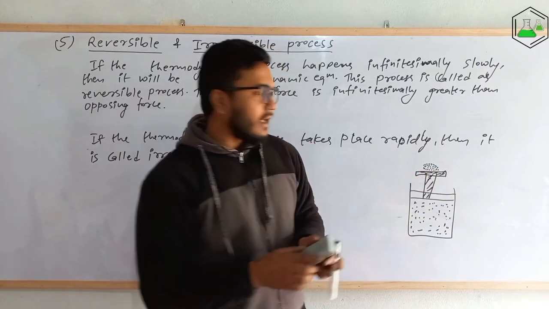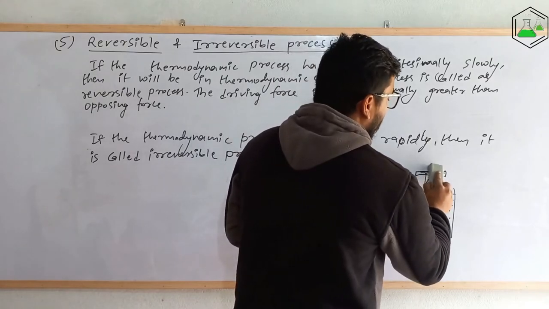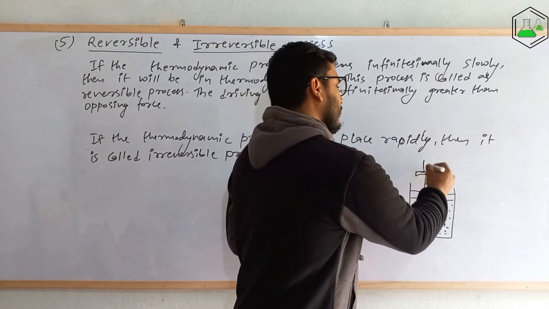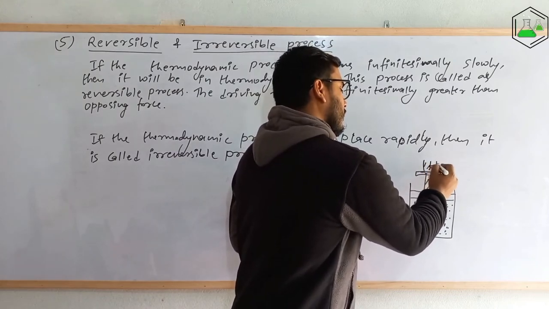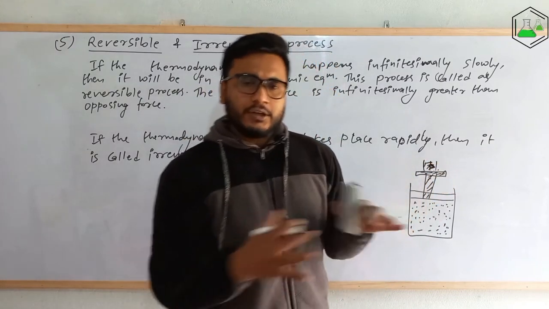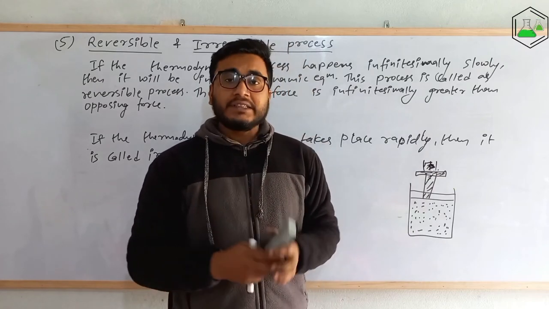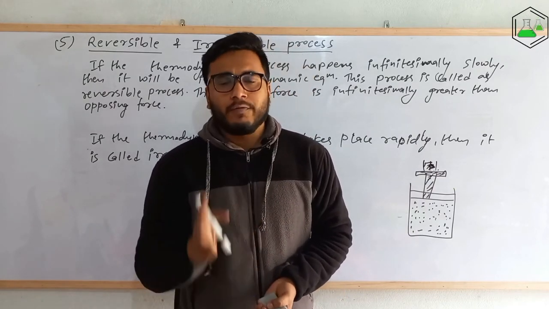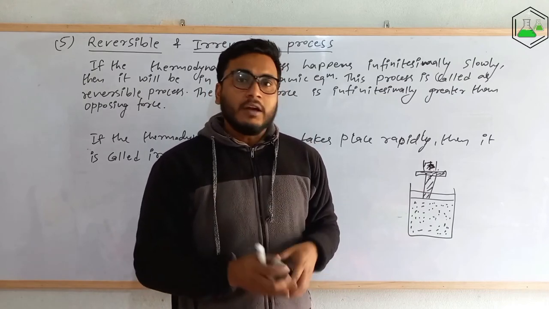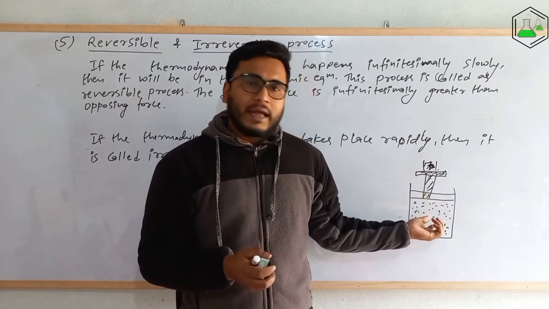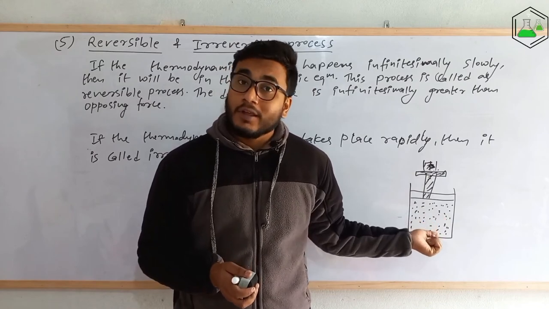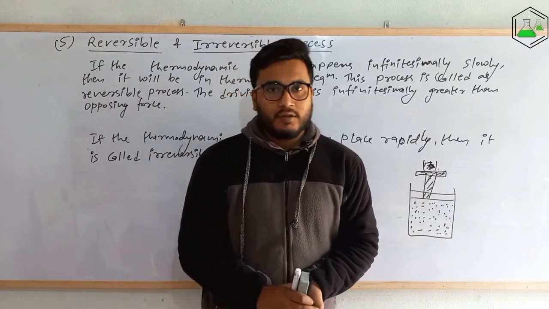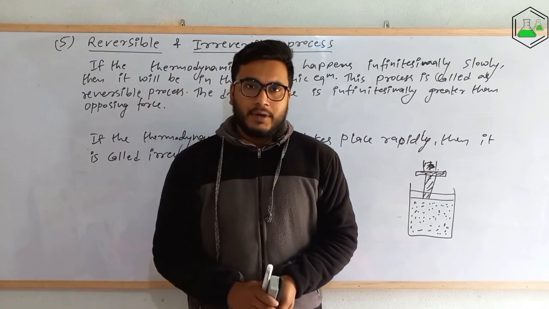But on the other hand, let's just put 2 kg of sand over it at the same time. Just drop it. What will happen? The piston will suddenly go down. That process happens so fast, and this type of process cannot maintain the thermodynamic equilibrium inside it. So this type of process is called an irreversible process. Okay, they won't be reversible.